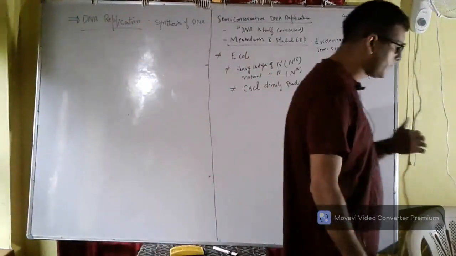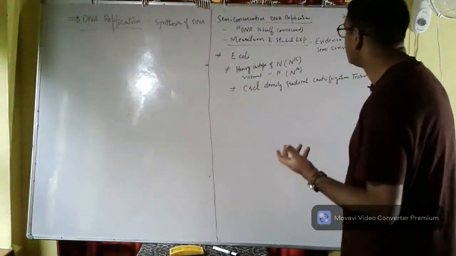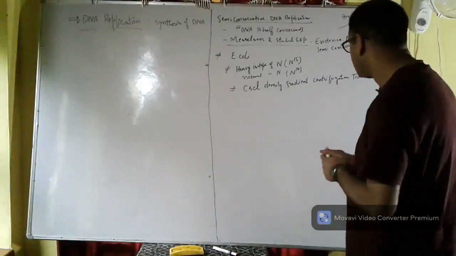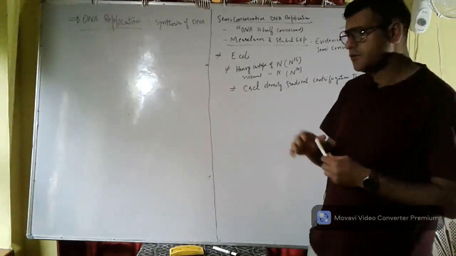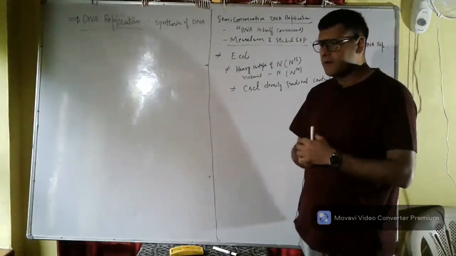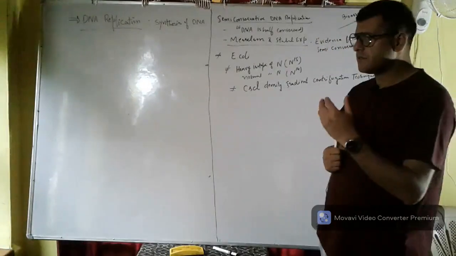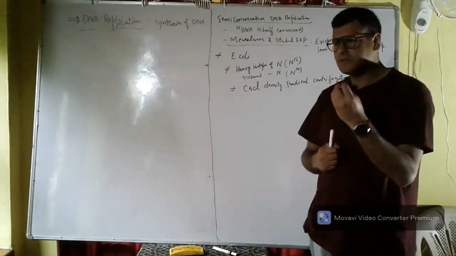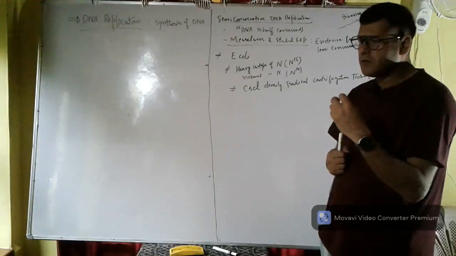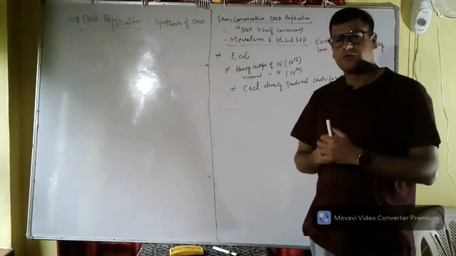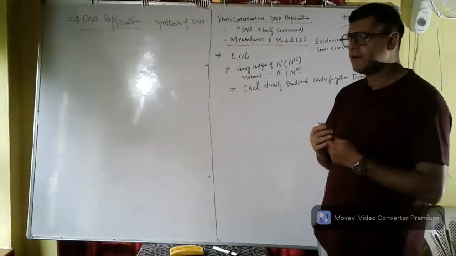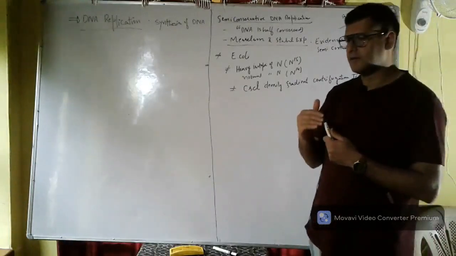Now how did this experiment prove that DNA replication is semi-conservative? Actually, this cesium chloride solution shows a density gradient. That means on centrifugation it forms bands of a solution of lower density and bands of a solution of higher density.